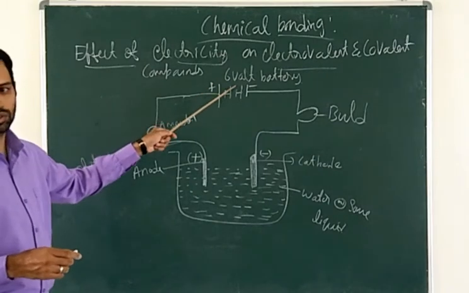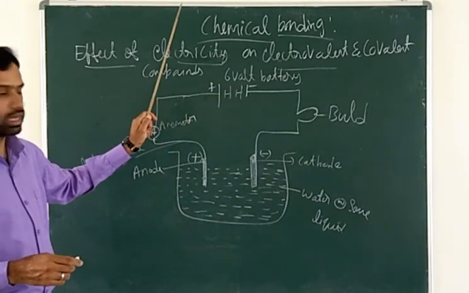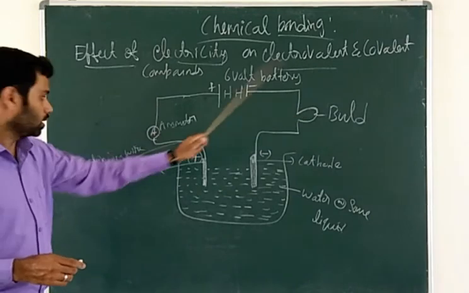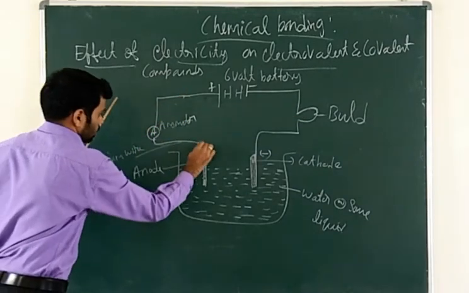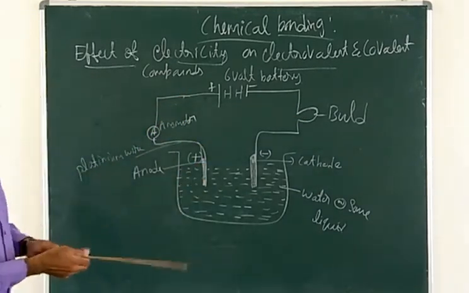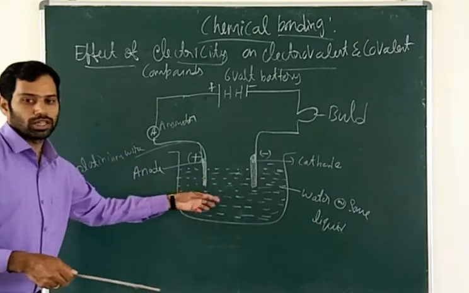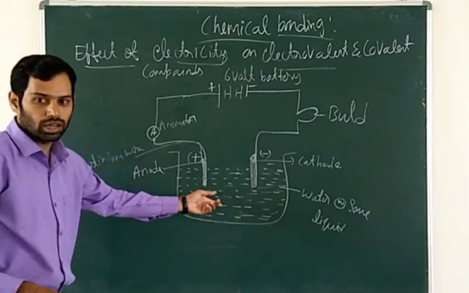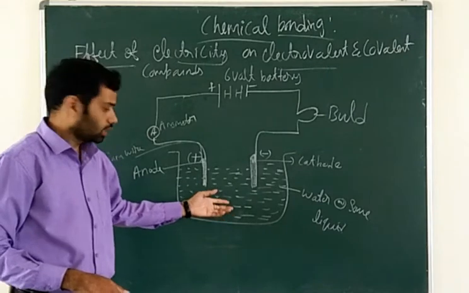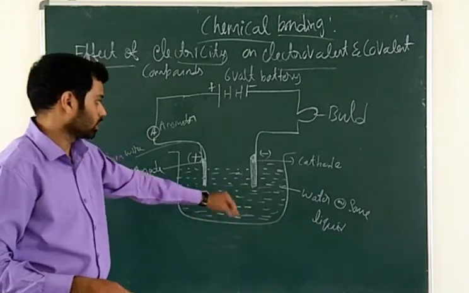That is connected to the 6-volt battery. Clear? And the bulb is there. This is the platinum wire. The platinum wire is dipped into the water. This is the water solution, or some liquid. I will explain what it is in the next one.